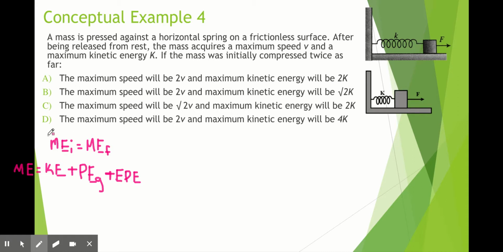Okay, and we can set the initial mechanical energy of the system equal to the final mechanical energy of the system if the system is assumed to be frictionless, because that means no energy is converted to thermal energy due to friction.